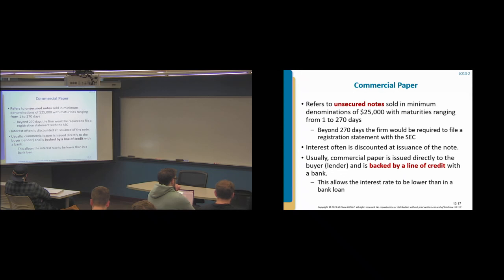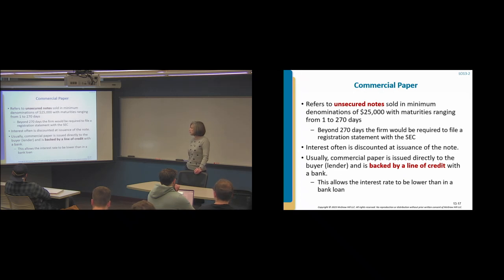So when you have parent subsidiary companies, this is very common, related entities borrowing money from one another. And typically commercial paper is sold in denominations of $25,000. So that's a nice round number, and it's unsecured, which we discussed the difference between secured versus unsecured.